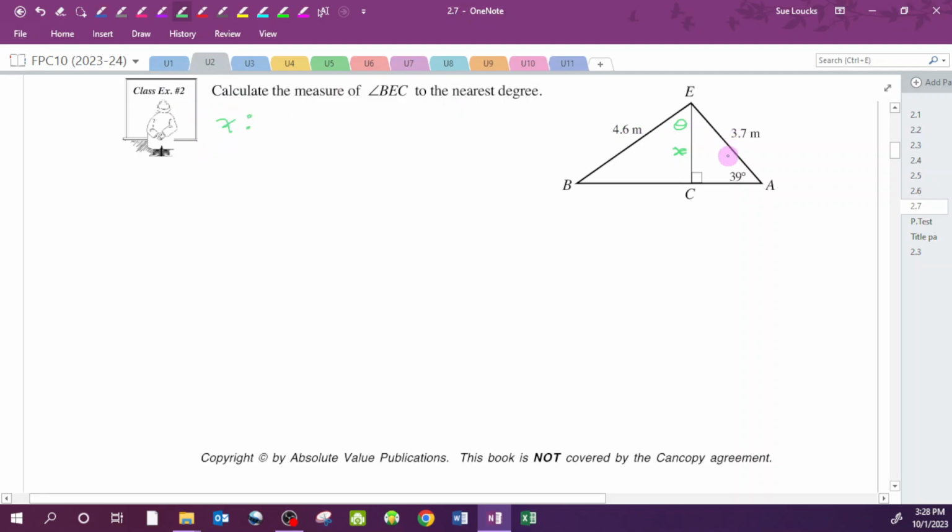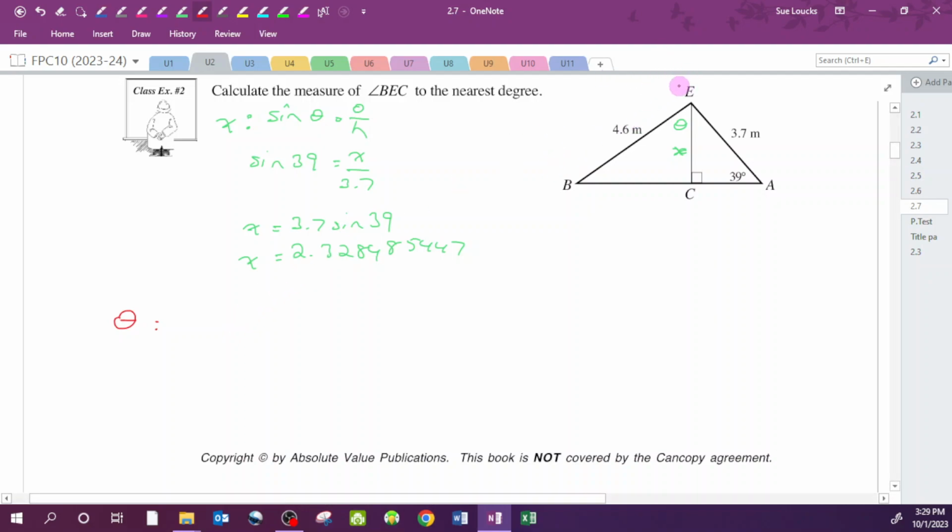To calculate my X, if I look at this triangle, it's opposite over hypotenuse. So sine theta is opposite over hypotenuse. Sine 39 is X over 3.7. So X equals 3.7 sine 39. So X equals 2.32848547. I just write it all down because it's easier than ever having to calculate it again if I lose it out of my calculator. And then I'm going to look for theta.